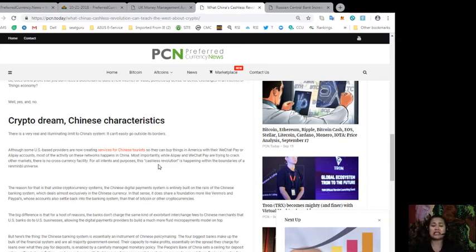Now, in that sense, it does share a foundation more like Venmo's and PayPal's, whose accounts also settle back into the banking system than that of Bitcoin and other cryptocurrencies. Now, the big difference is that for a host of reasons, the banks don't charge the same kind of exorbitant interchange fees to Chinese merchants that U.S. banks do to U.S. businesses, allowing the digital payments providers to build a much more fluid micropayments model on top.